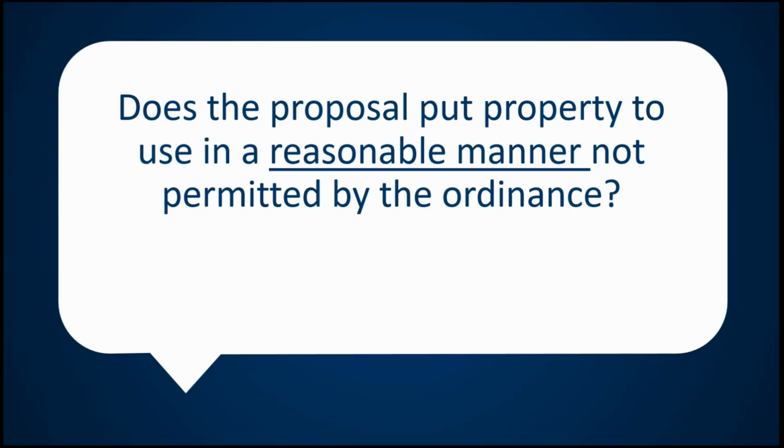All right, we're on to the third and final criteria, reasonable manner. And so we want to think about the two variances. Do they put the property to use in a reasonable manner not permitted by the ordinance? To make a decision on this one, it's important to understand the purpose of the requirements the applicant is wanting to deviate from, because this criteria considers reasonable manner from the perspective of your ordinance, not what is reasonable to the property owner or to maybe just a casual observer of the situation.